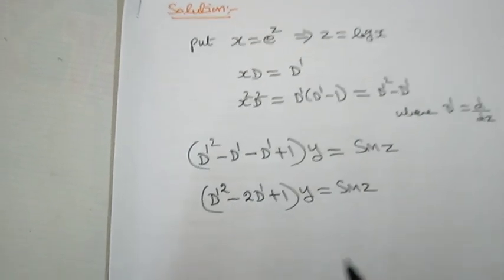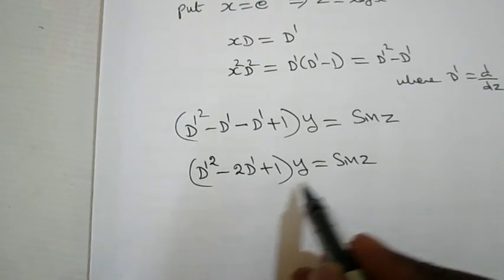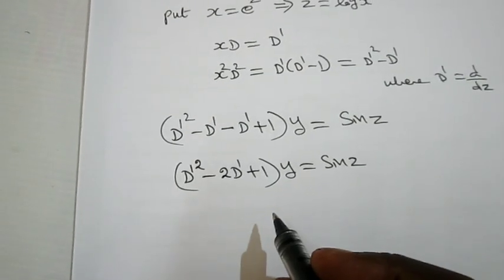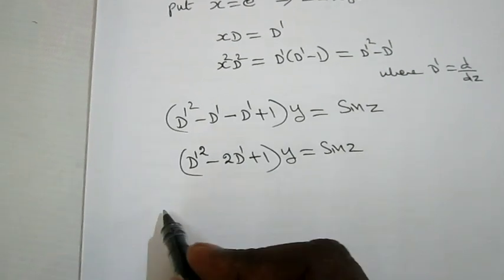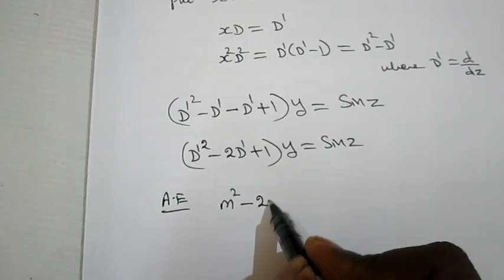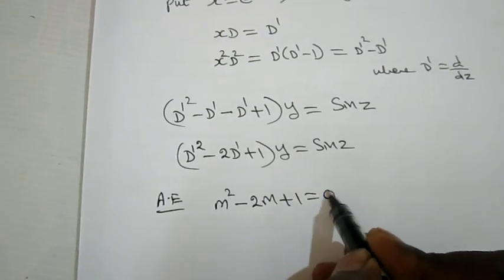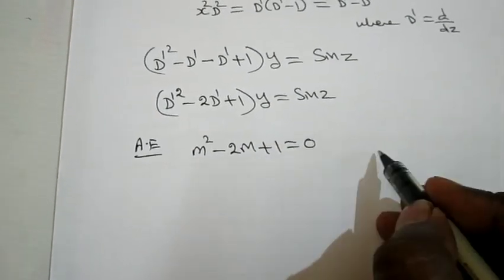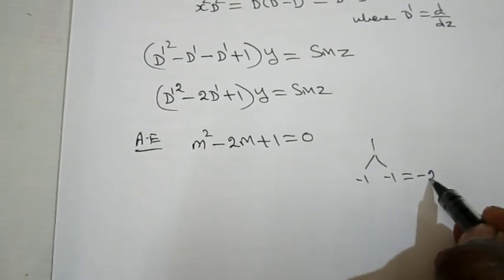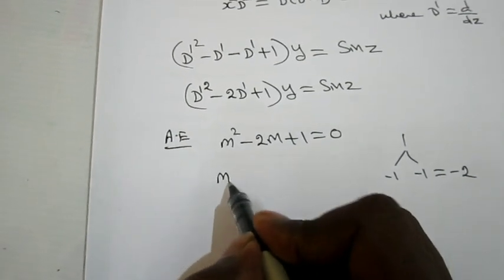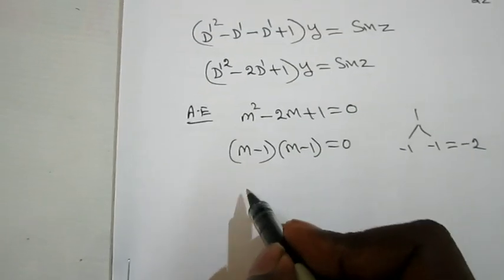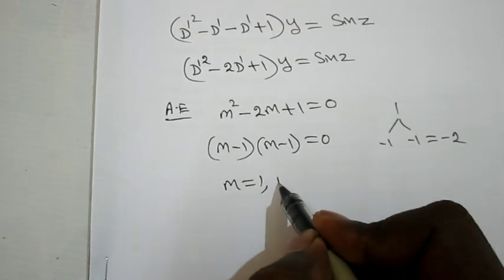So now you simplify: (D'² − 2D' + 1) y equal to sin z. Now you see this is the differential equation with the constant coefficient, and then we can solve as usual. To solve this equation, I am going to find out the auxiliary equation. What is the auxiliary equation? m² − 2m + 1 = 0. To factorize, 1 can be written as (−1)(−1), and −1 plus −1 is −2, so it is (m − 1)(m − 1) = 0. Therefore, m is equal to 1 and m equal to 1.